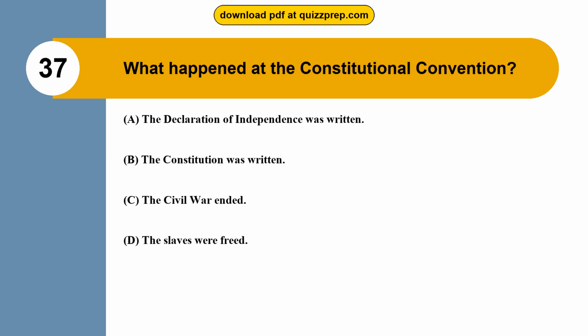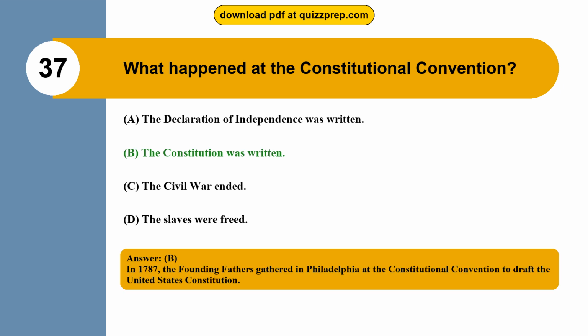Question 37. What happened at the Constitutional Convention? Option A, the Declaration of Independence was written. Option B, the Constitution was written. Option C, the Civil War ended. Option D, the slaves were freed. The correct answer is option B, the Constitution was written. In 1787, the Founding Fathers gathered in Philadelphia at the Constitutional Convention to draft the United States Constitution.